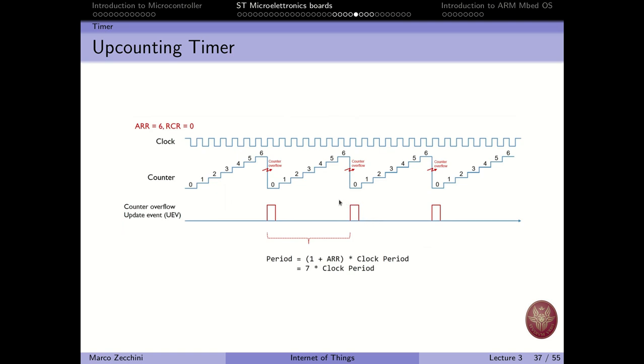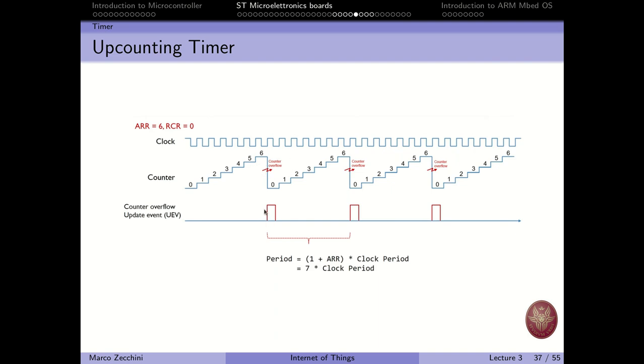A timer can increment or decrement. So we can have an up counting timer, which is this, for example. We have the register start with zero, and it reaches an overflow when it tries to overcome six, which is the size, for example, of our timer.